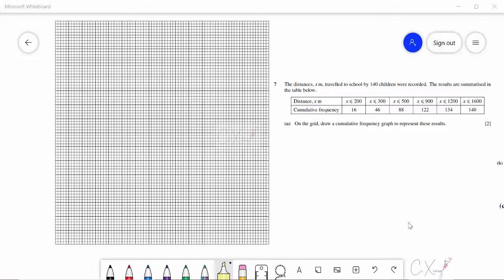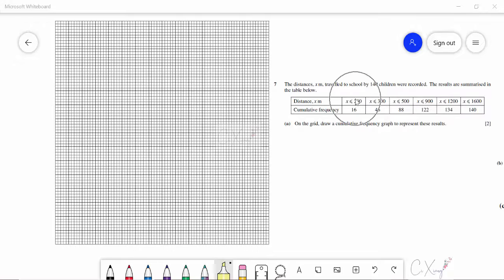Okay, so now we come to the very last question for this paper, question number 7. For question number 7, they give you the distance in meters traveled to school by the children, 140 children. They give you a table, and we have the distance and also the cumulative frequency. For the first part, they want us to draw a cumulative frequency graph to represent these results. They already give us all the details here, so you just need to follow the details now.